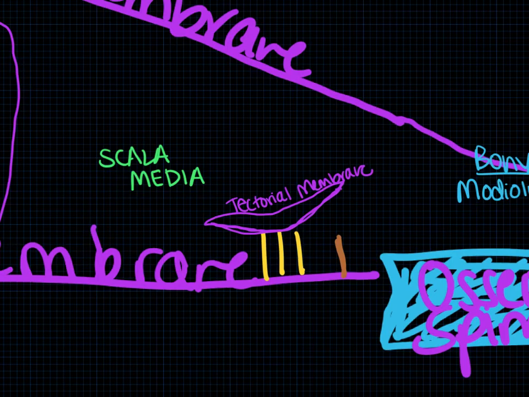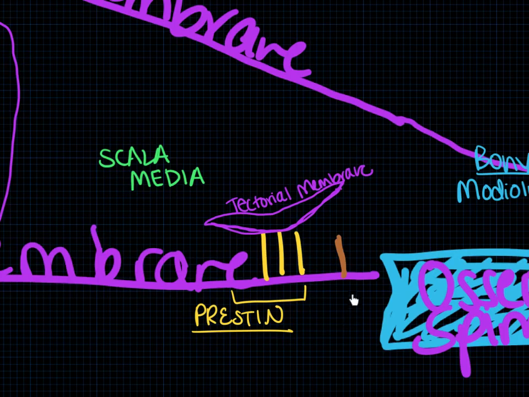Now, the outer hair cells are going to function to modulate the sensitivity of the inner hair cells. They're going to do this by changing their length and the stiffness of their hair cells. And they're able to do this because the outer hair cells contain an ATP-independent molecular motor protein called prestin that will allow for outer hair cell contraction.